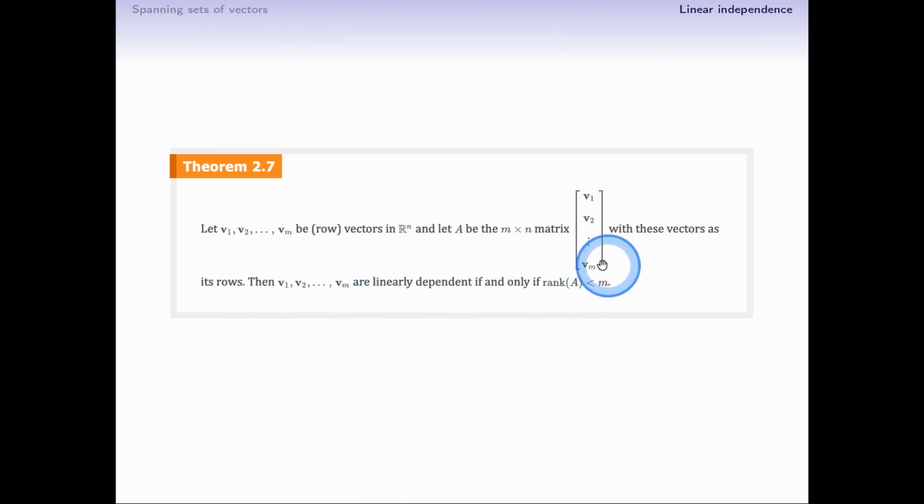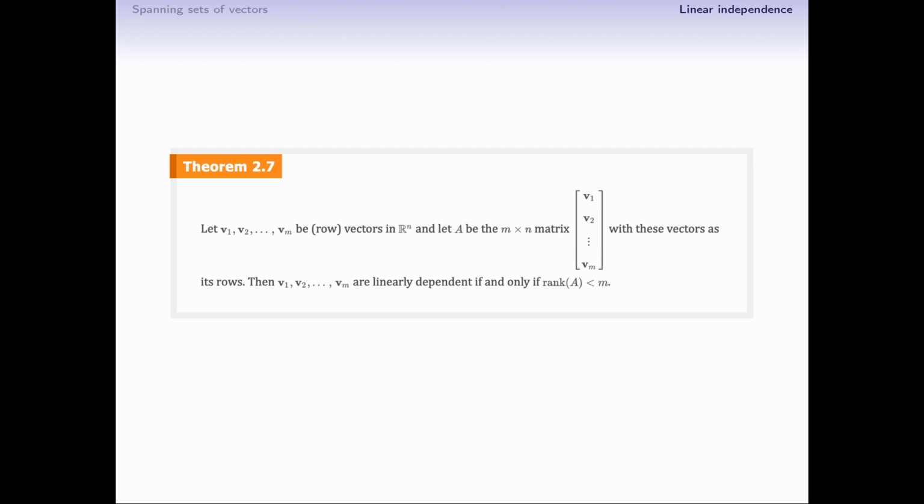But if there is at least one row of zeros at the bottom, then the rank will be strictly less than m. There will be fewer than m leading entries, fewer than m leading ones, and the rank of A will be strictly less than m, and these vectors must be linearly dependent. So this gives us a second way of testing linear independence and linear dependence. We form the matrix whose rows are the vectors in question. We put that matrix into reduced row echelon form, and we look to see if there's a row of zeros at the bottom. If there is, they're linearly dependent. If there isn't, they're linearly independent.